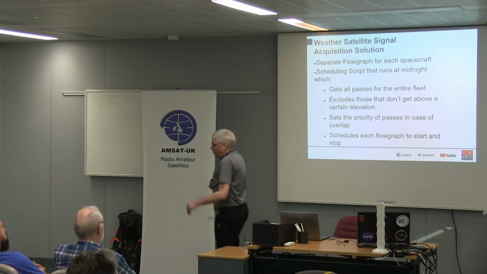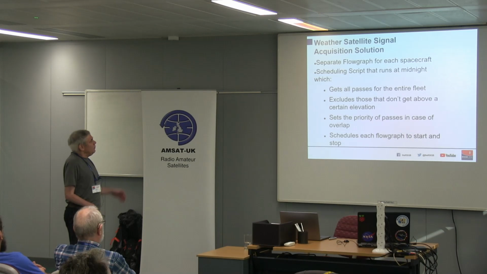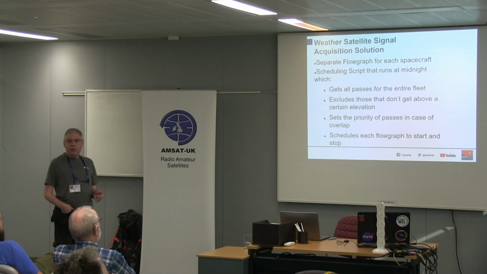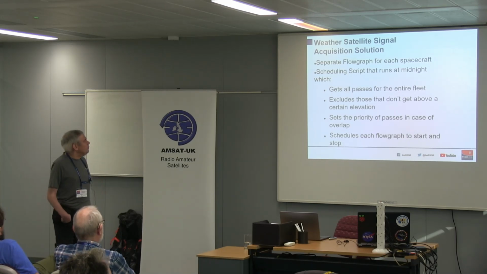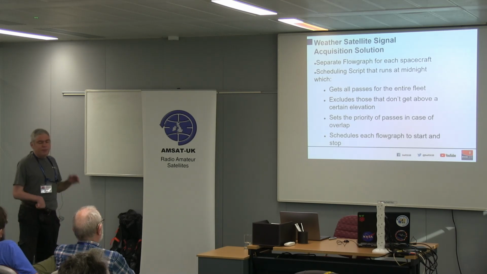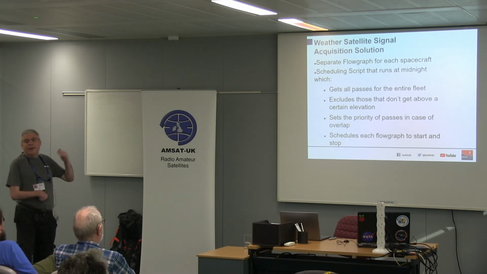So, again, first thing we've got to do is acquire the signal. When I designed this, we have a separate flow graph for each spacecraft, because as I said, once you set the frequency, you can't change it. I have a script that runs at midnight, gets all the passes, excludes those that don't get above a certain elevation, because a 2-degree pass is pointless. It sets the priorities, and schedules each flow graph to stop and end, so that the next one can then set the frequency appropriately.